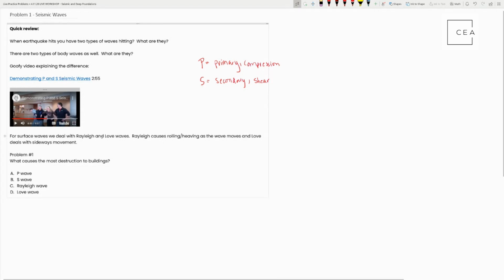So a common question that they might ask you on an exam is something to do with this. What causes the most destruction to buildings? Is it going to be P waves? Is it going to be S waves? Are they going to be Rayleigh waves or Love waves? Does anybody know? Michael Coleman seems to be on it. He's got P and S waves listed, P waves. If you could take a stab at problem one, what causes the most destruction to buildings?